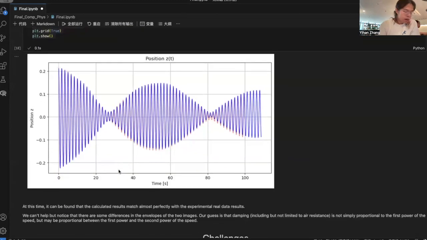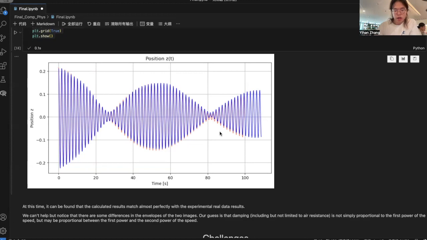We can see these results. Compared to the last one, at this time, it can be found that the calculated result matches almost perfectly with the experimental real data results. We can't help but note that there's some difference in the envelopes of the two images. Our guess is that the damping, including but not limited to the air resistance, is not simply proportional to the first power of the speed, but maybe proportional between the first power and the second power of the speed.